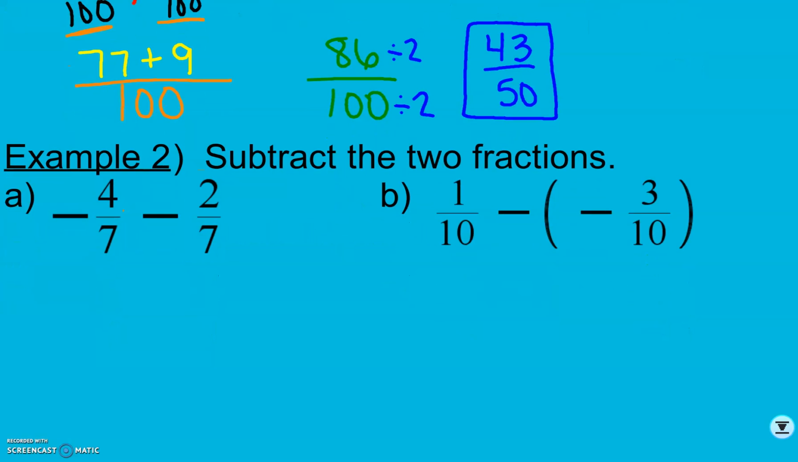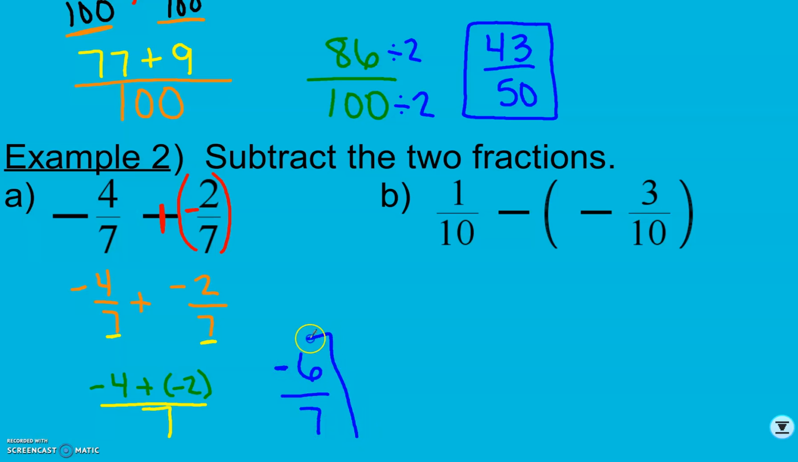In example 2 here, we're going to subtract our two fractions. So remember, when we have subtraction, we change to adding the opposite. So what I really have here is negative 4 over 7 plus negative 2 over 7. I have a common denominator of 7, so I keep my denominator as 7, and then I can perform my operations on my numerators. I can take negative 4 plus negative 2. Same signs mean I find the sum and give that common sign. So I get negative 6 over 7, and there is no greatest common factor other than 1, so we cannot reduce there.